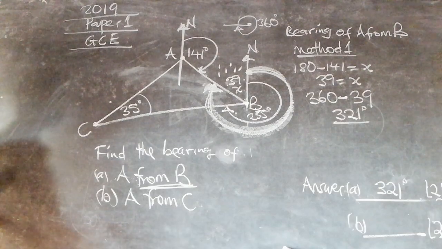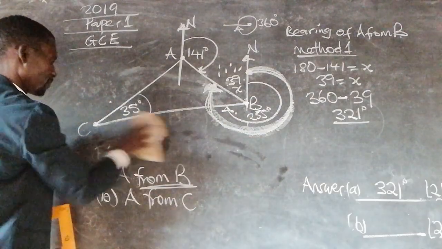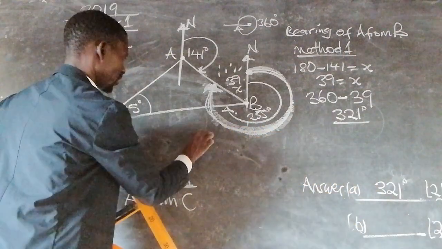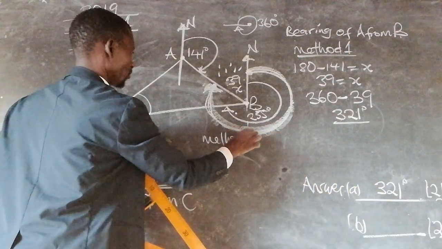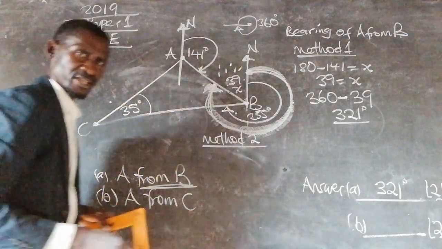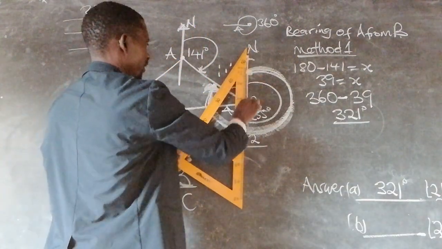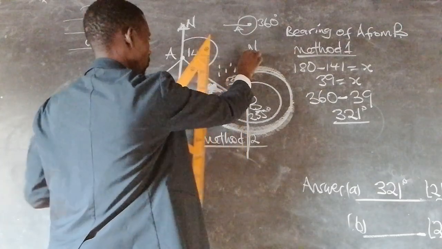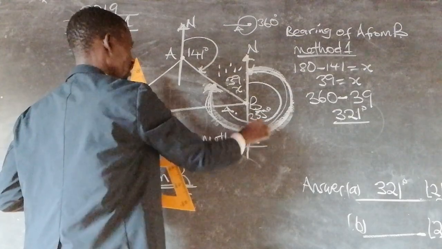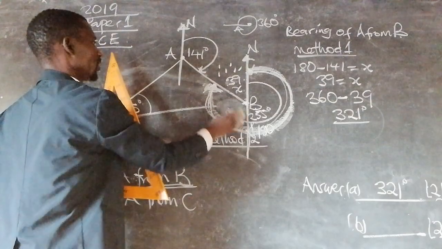We look at method 2. What is method 2 all about? Even this space can be used. Even here, method 2. So method 2, we need to bring in the property of straight lines. So if you look at this true north, if it can be extended, moving from this point in a clockwise direction up to this point, you have made 180 degrees. So we need to know this angle, that angle. How are we going to get this angle?